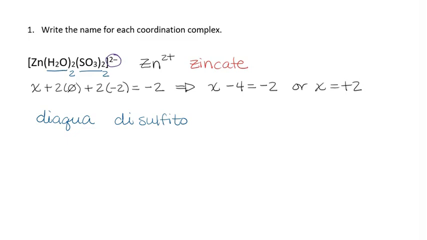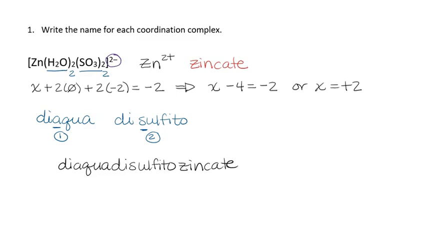We're ready to put it all together. We have to make sure that we are taking the ligands in alphabetical order by name, not including the prefix. So we have an A and we have an S. So the diaqua ligand will go first, the disulfito ligand will go second, and the metal ion always goes last. So putting this all together, the name of this compound is diaqua disulfito zincate. No Roman numeral, but we do need the word ion.